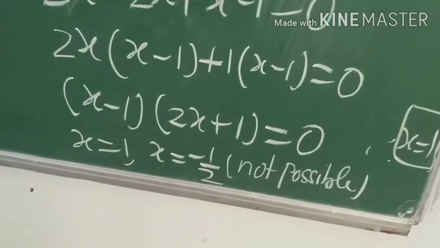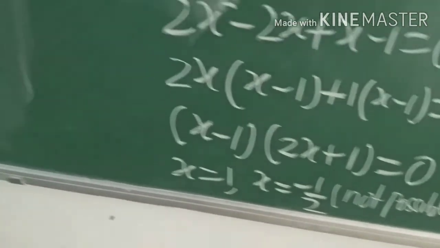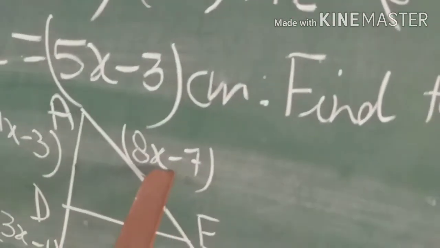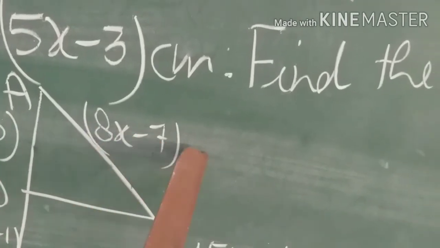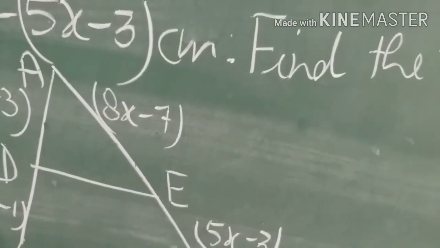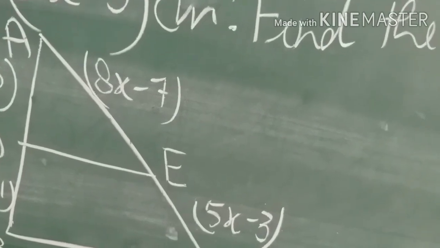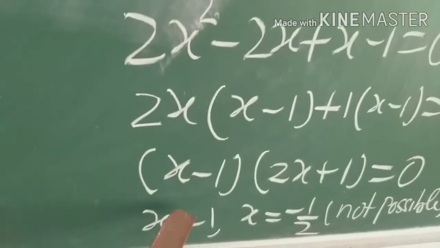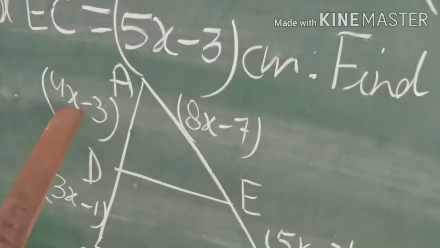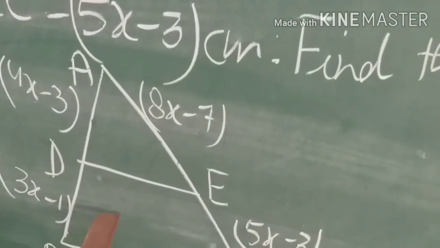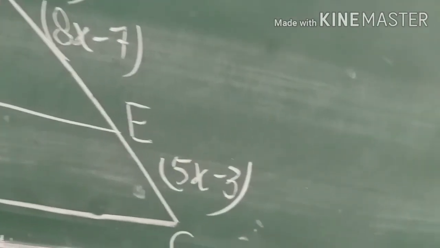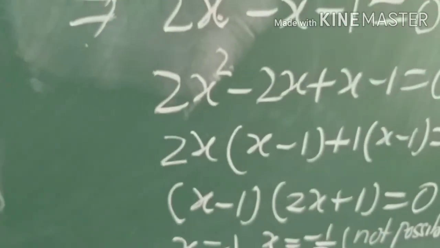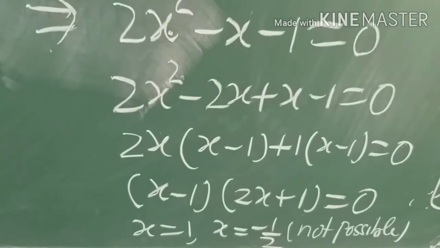So x equals minus 1 upon 2 is not possible. Why? When we put x equals minus 1 upon 2 here, then we get minus 11, which is not possible. That's why the value of x should be 1. When we put 1, we are getting positive values: here 1, here 2, here 1, and here 2. That's why our answer is x equals 1. Okay friends, have a nice day.